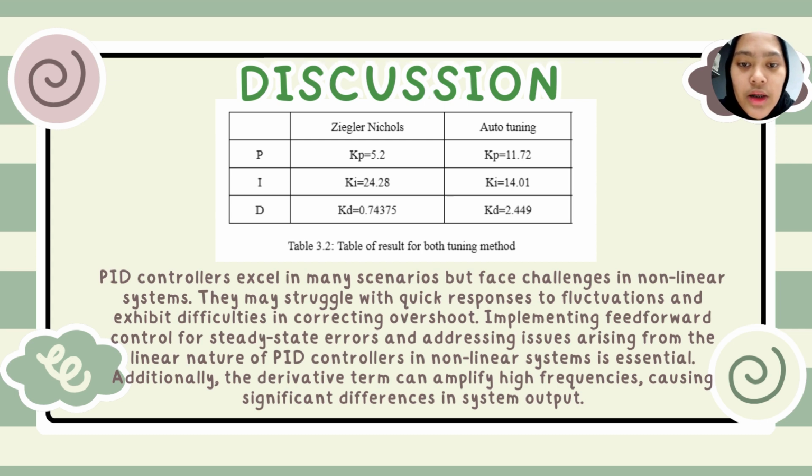PID controllers excel in many scenarios but face challenges in non-linear systems. They may struggle with quick response to fluctuation and exhibit difficulty in correcting overshoot. Implementing feed-forward control for steady-state error and addressing issues arising from the linear nature of PID controllers in non-linear systems is essential. Additionally, the derivative term can amplify higher frequencies, causing significant difference in system output.